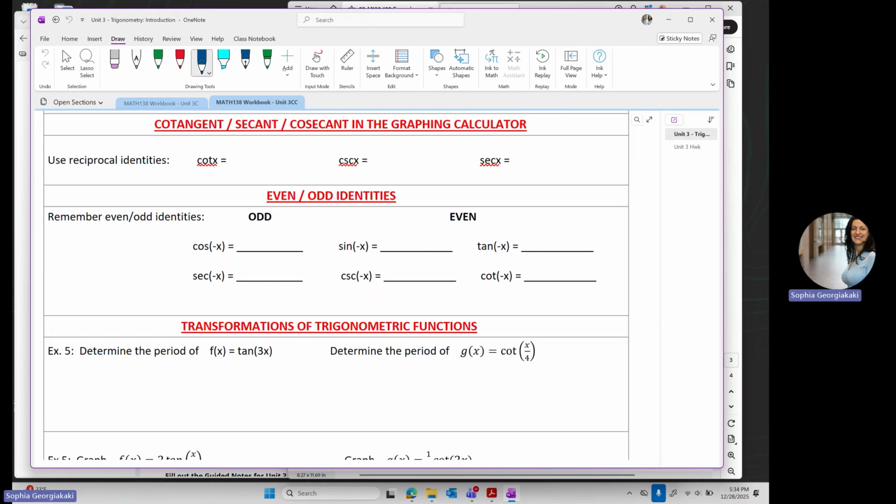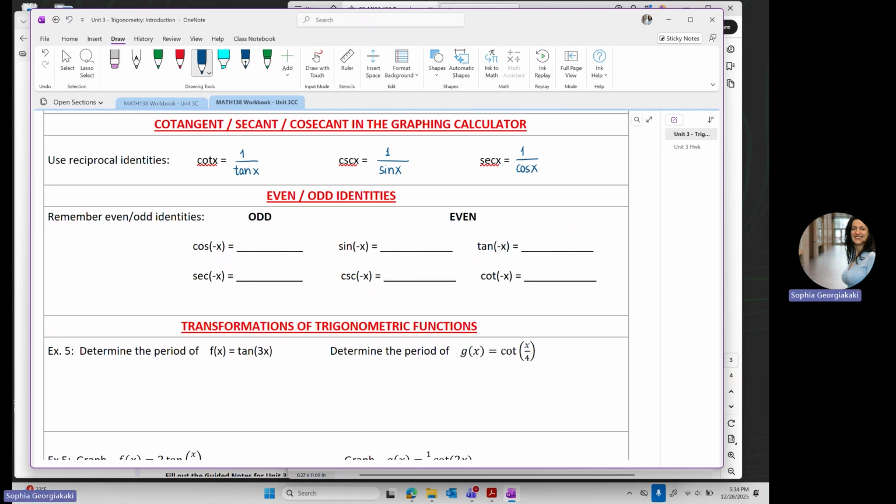And that is, we will use the reciprocal identities. The cotangent is 1 over the tangent of x. To find the cosecant, we will find 1 over the sine of x. To find the secant, we will find 1 over the cosine of x.